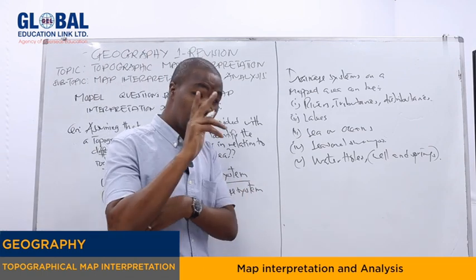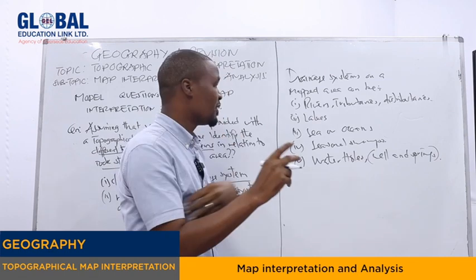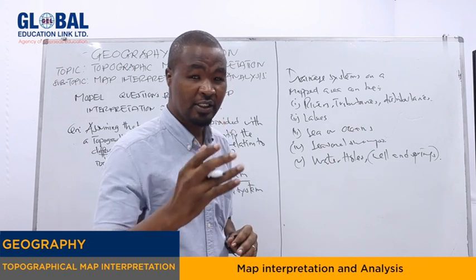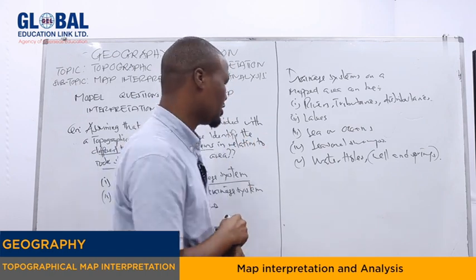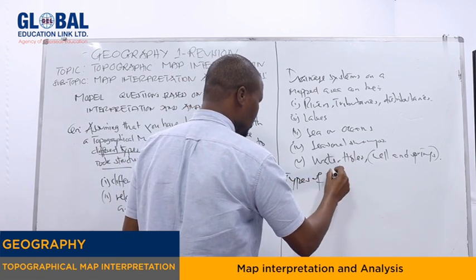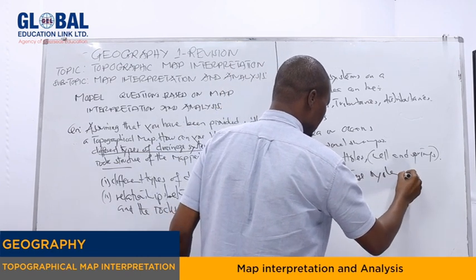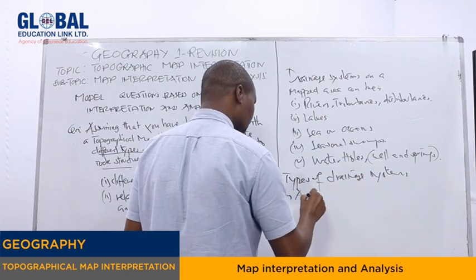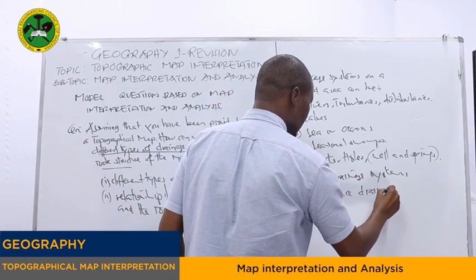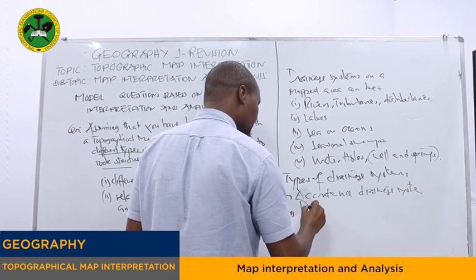Remember, we have two types of drainage system right here. These are examples of what we call the drainage system. Are we together, students? But we have two types of drainage system. There is the accordant drainage system, and the second one is the discordant drainage system.